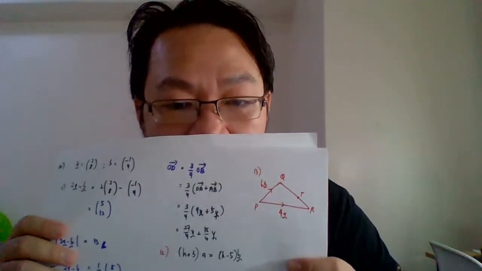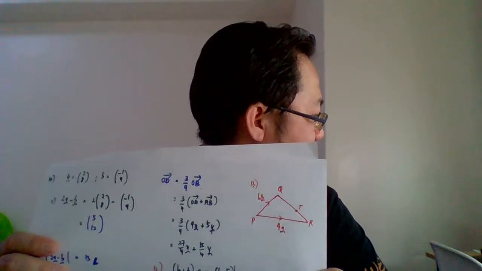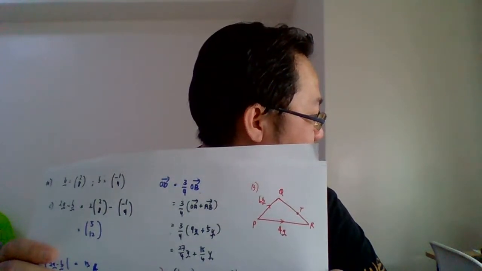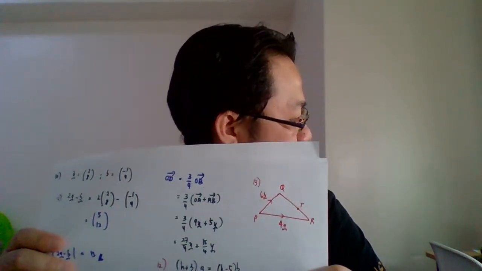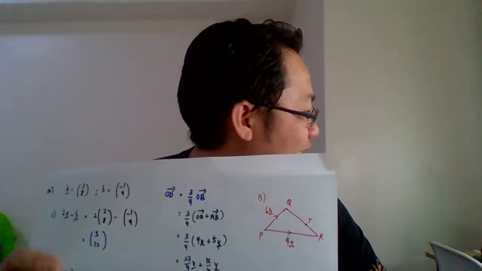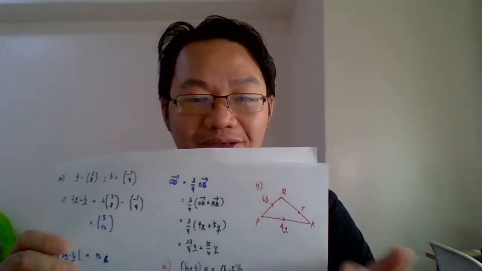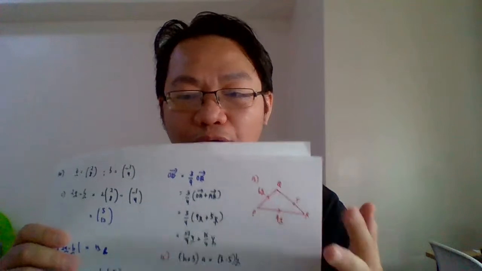So guys, this is a diagram here, right? And then the T lies on the line QR with the given ratio QT to TR of 3 to 1. So the top is 3, the bottom is 1, the ratio. So please update.